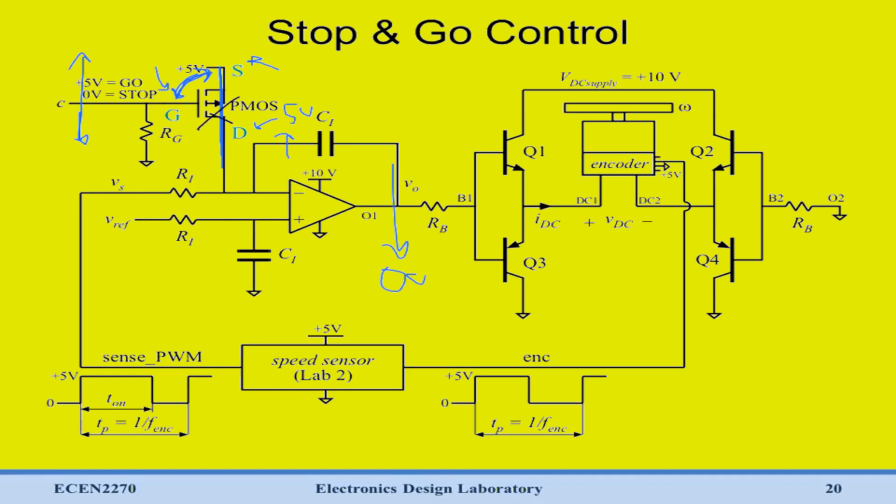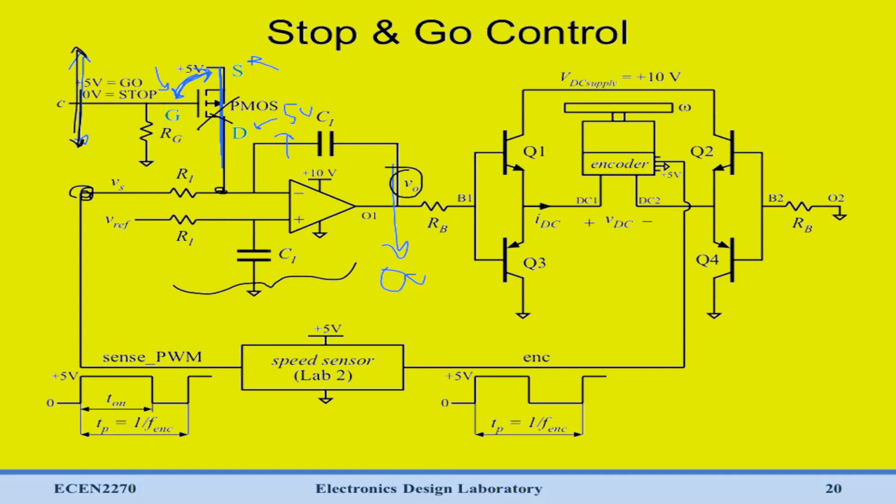Which is going to open this circuit, which is going to let our feedback loop act like it naturally would, which is going to regulate V out. So we put control to 0 in order to turn off this control loop. We put our control to 5 in order to turn on this control loop.